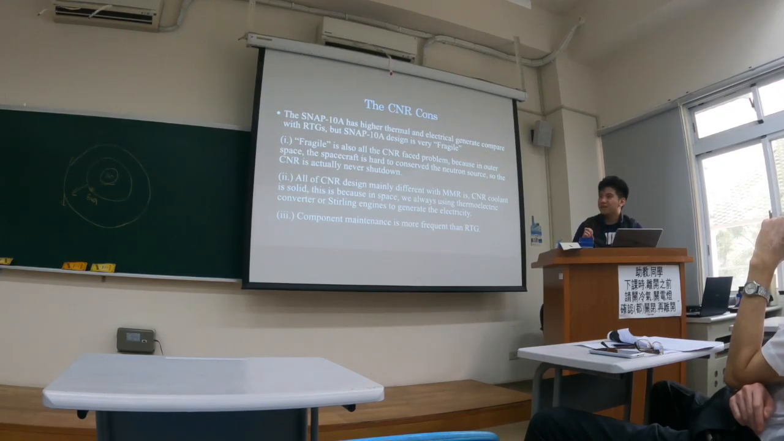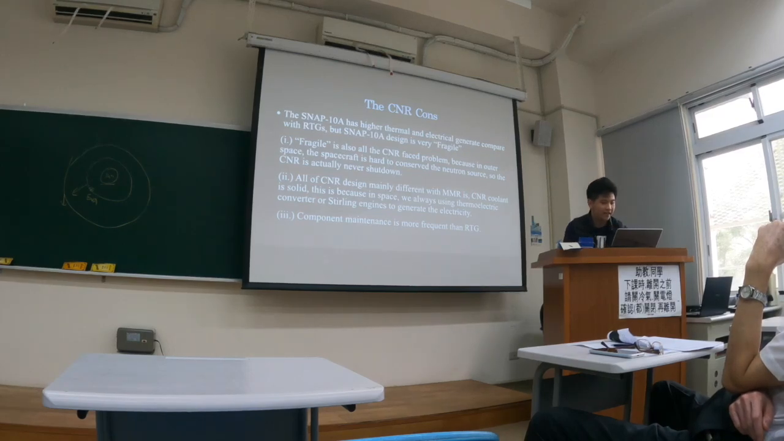This is because for the reactor in outer space, we cannot get any neutron source to use. So all of the CNR face a problem, because in outer space, the spacecraft finds it hard to conserve the neutron source. So the CNR actually never shuts down. And after it starts up, it cannot shut down, or otherwise it cannot reopen.